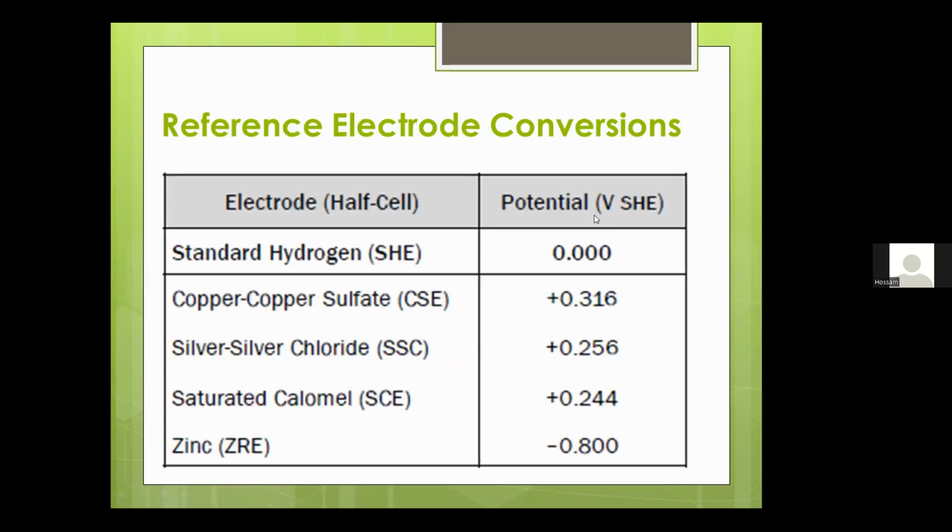Reference electrode conversion: we must know how to convert the potential from one reference electrode to another reference electrode. So we use these values to convert from one to another.